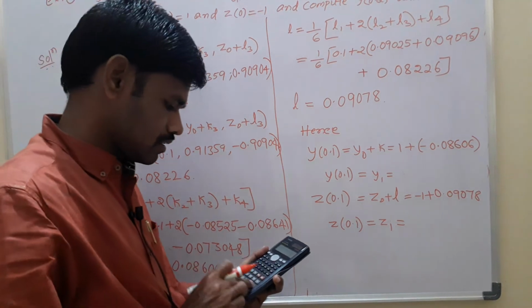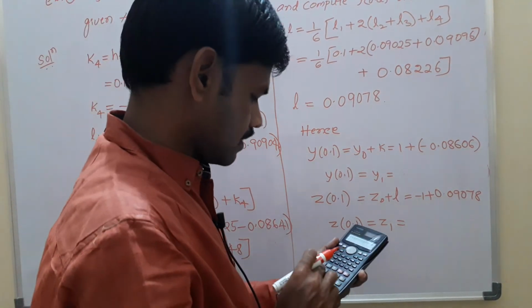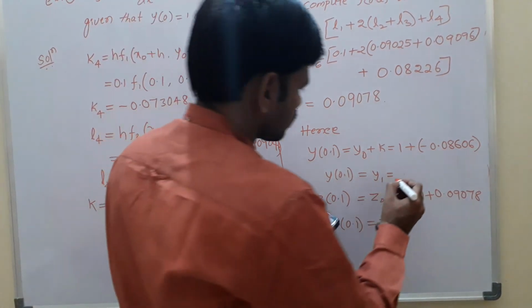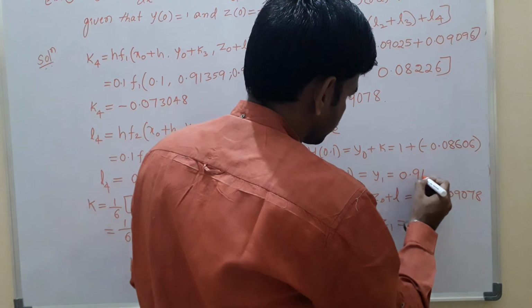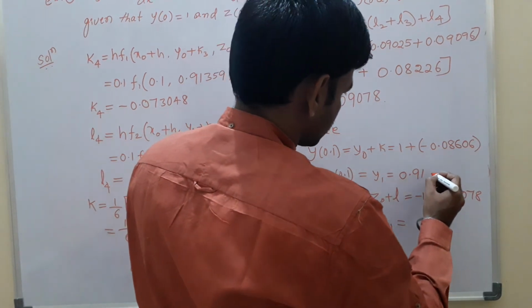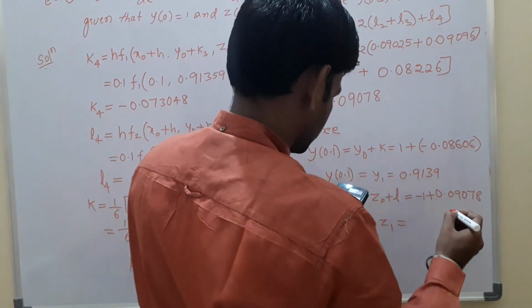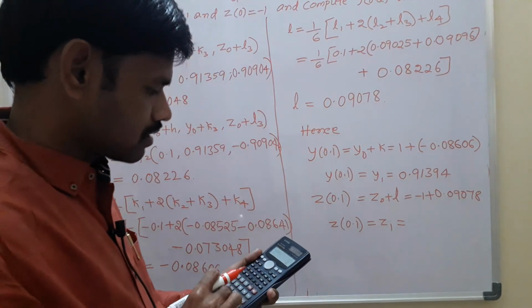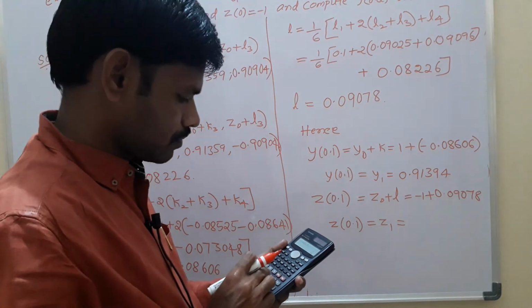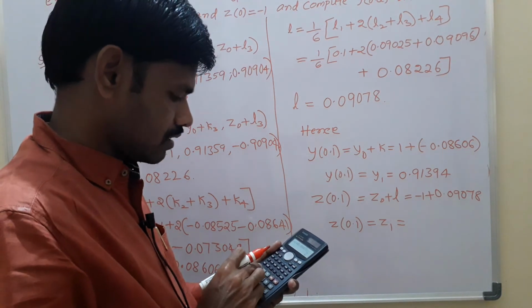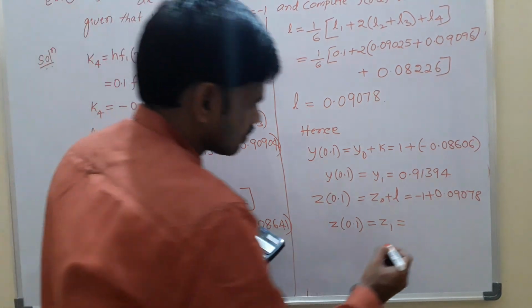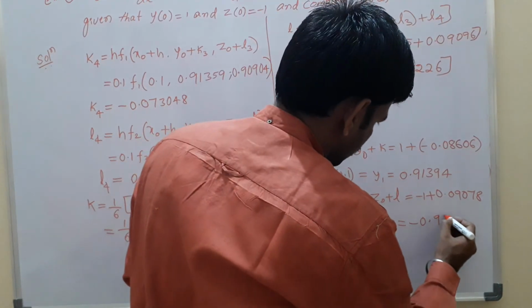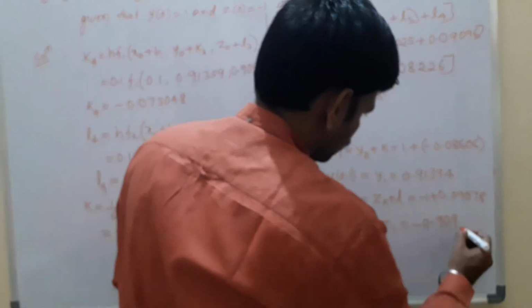So 1 minus 0.08606, we get 0.91394, and minus 1 plus 0.09078, we get minus 0.90922.